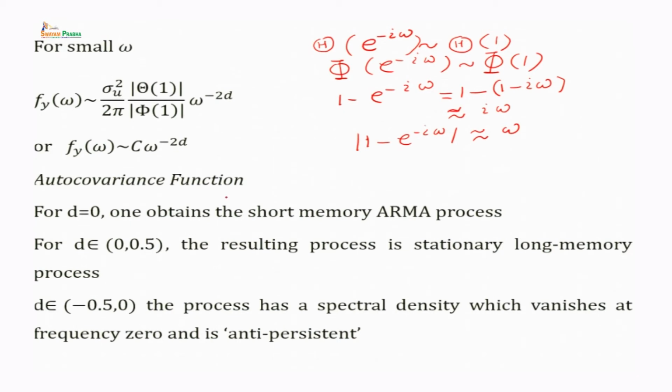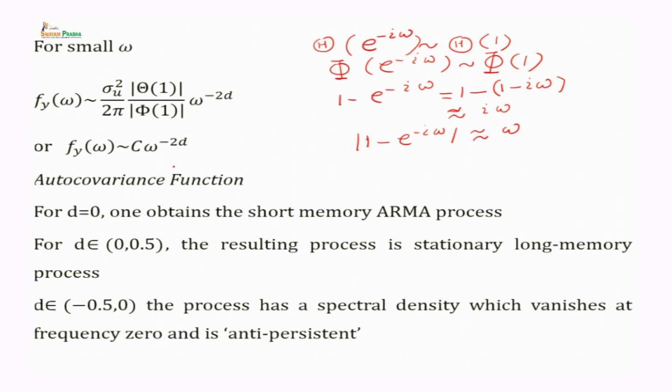Then the autocovariance function, for d equal to 0 one obtains the short memory ARMA process, which is quite obvious. For d equal to 0 you simply get the ARMA process. For d lying between 0 and 0.5 the resulting process is a stationary long memory process. And if d lies between 0 and minus 0.5, the process has a spectral density which vanishes at frequency 0 and is anti-persistent.